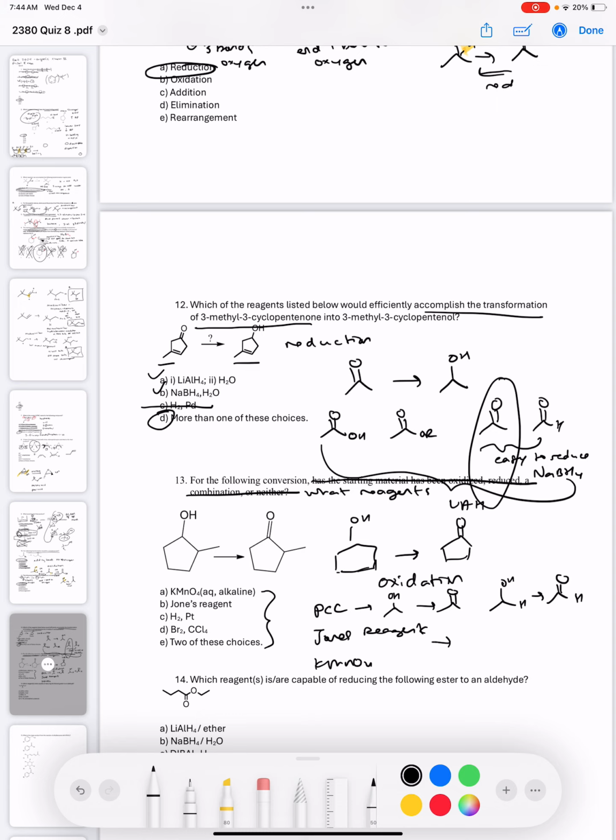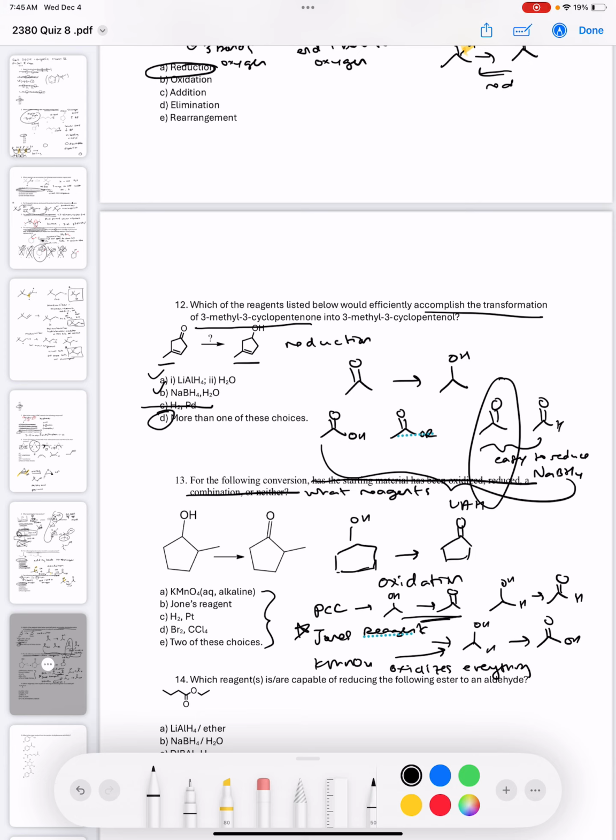Jones reagent will take a primary. It also does a secondary to a ketone. They all do that. But it'll take a primary all the way to a carboxylic acid. And so does KMnO4. Now, Jones reagent has a color change associated with it. And then KMnO4 oxidizes everything.